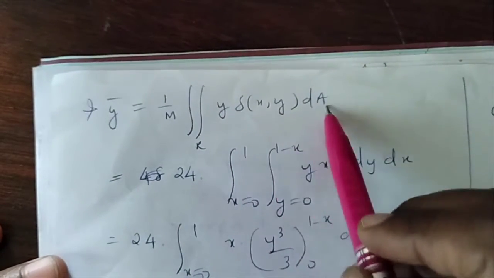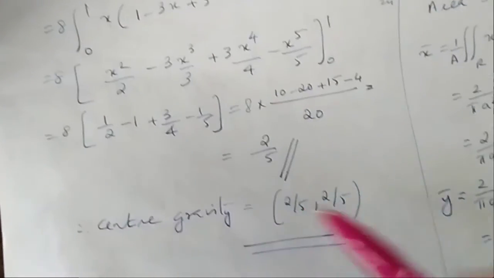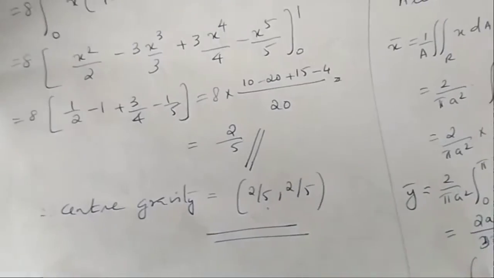And what is y bar? y bar is also 1 by m double integral over R of y delta of xy dA. It is 24 into the same limits. Simplifying, you get 2 by 5. The center of gravity is (2 by 5, 2 by 5).